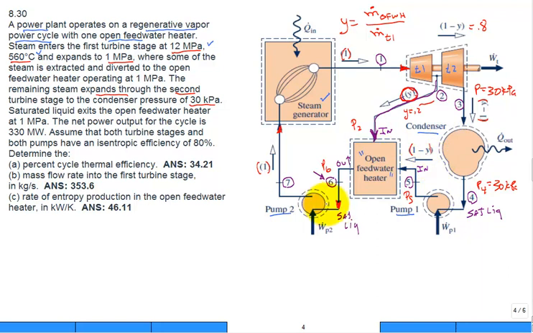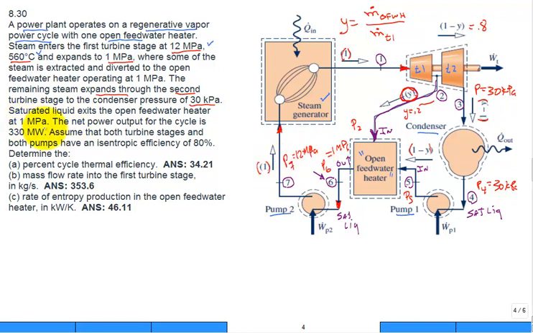So it boosts it from 30 kilopascal up to 1 megapascal, or 1,000 kilopascal. And then this pump here at state 6 boosts it from 1 megapascal up to state 7, which has the same pressure as state 1, which is 12 megapascal. So the pressure at 7 is 12 megapascal. Okay.